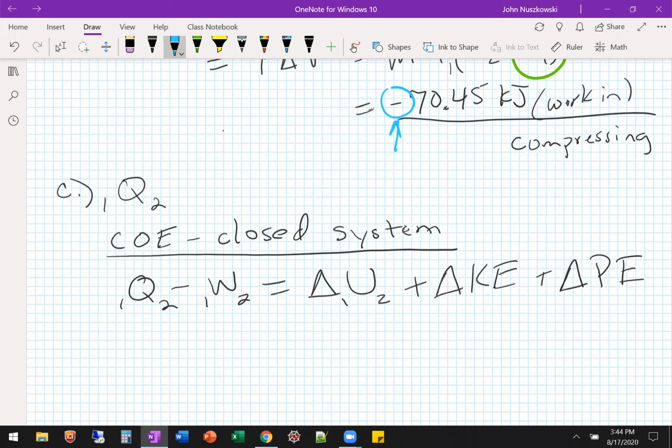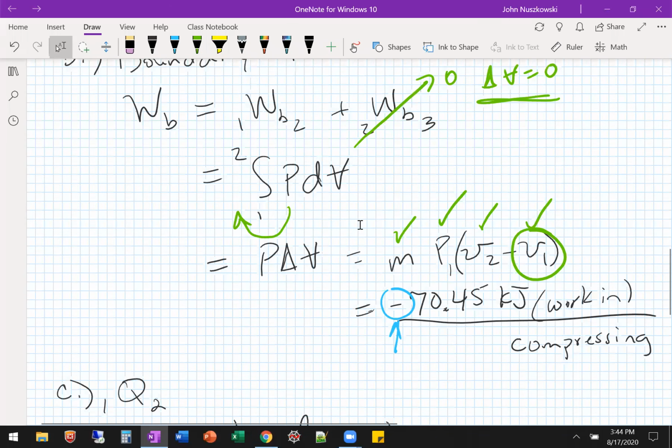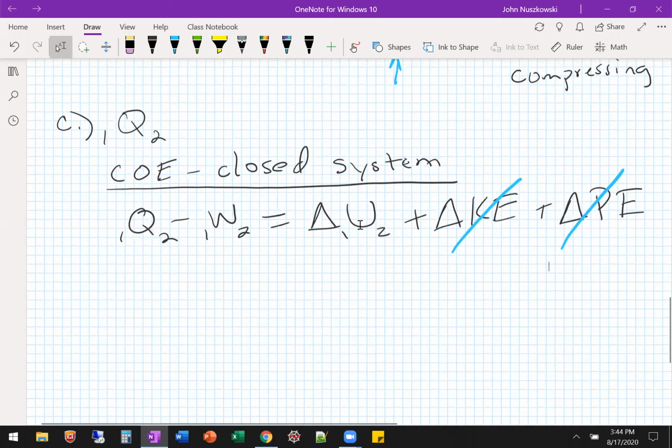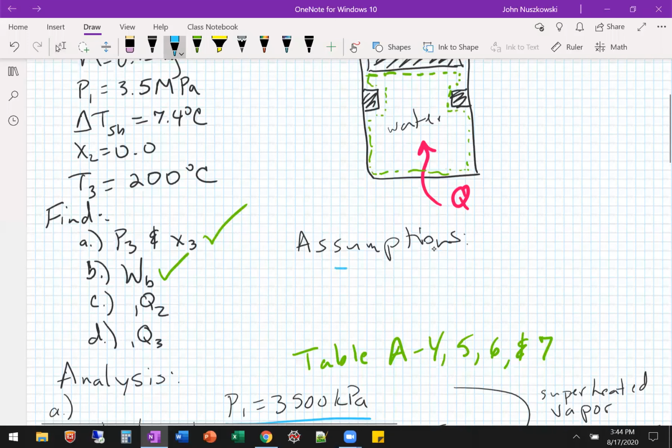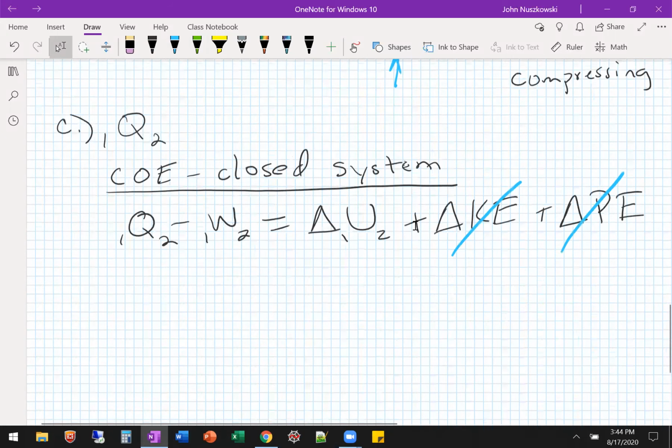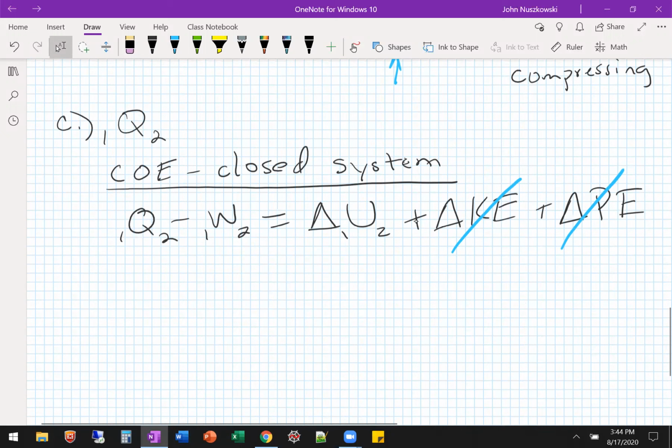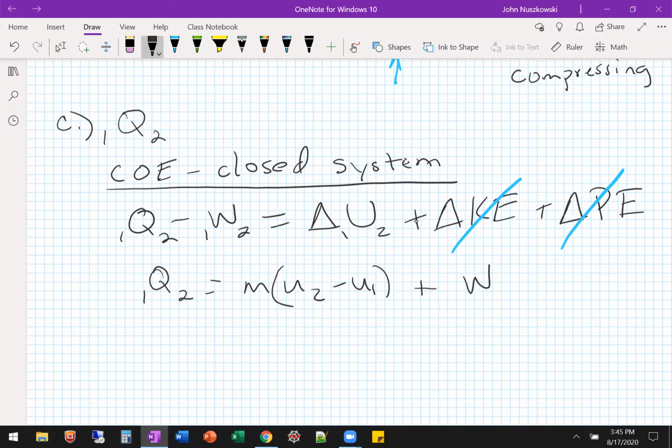We have no kinetic, no potential, because it's not accelerating off into space, or like a car going up and down a hill, which would have kinetic energy and potential energy changes of the system. So we have our neglect kinetic energy and potential energy assumption. All right, from 1 to 2, moving some stuff around to solve for Q 1 to 2.